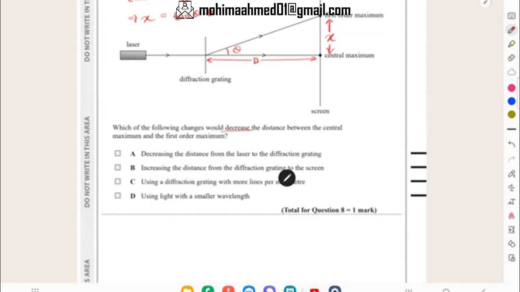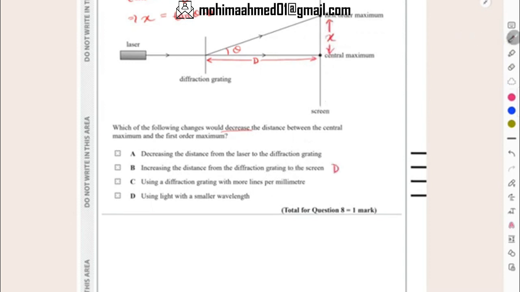Increasing the distance from the diffraction grating to the screen, they're talking about this, right? Which is obviously related to your distance between first order and central, but they are talking about increasing the value for your capital D. That would cause an increase in your value for x, because capital D and x are directly proportional, which means that if you are increasing the value for capital D, x would also increase. But we are talking about decrease. So obviously, option B would also not be the possible answer.